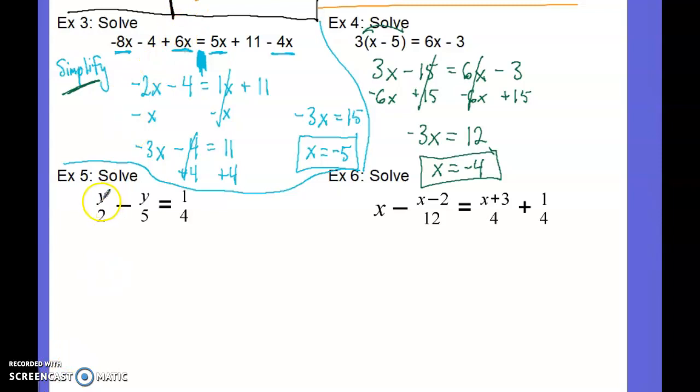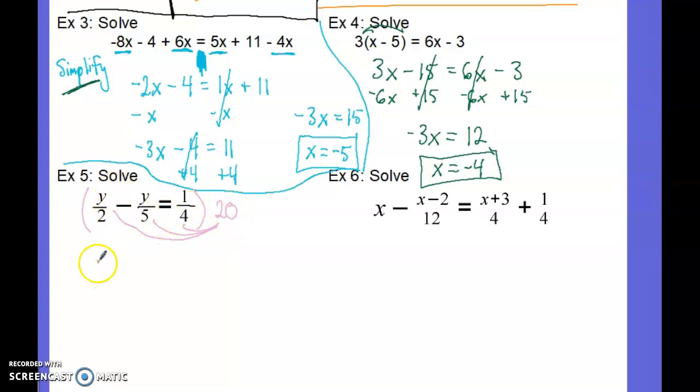Let me move on to the next one. Notice I changed my variables, but that's not a big deal. I know some people strongly dislike fractions. So I can show you how to get rid of fractions, and that is getting the least common multiple between 2, 5, and 4. The least common multiple of all these numbers is 20. So I can multiply all of these values by 20.